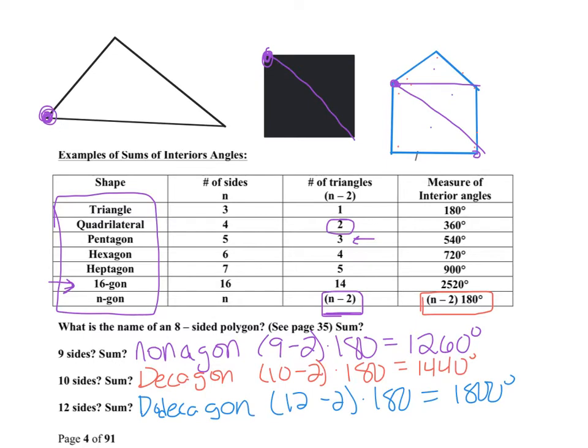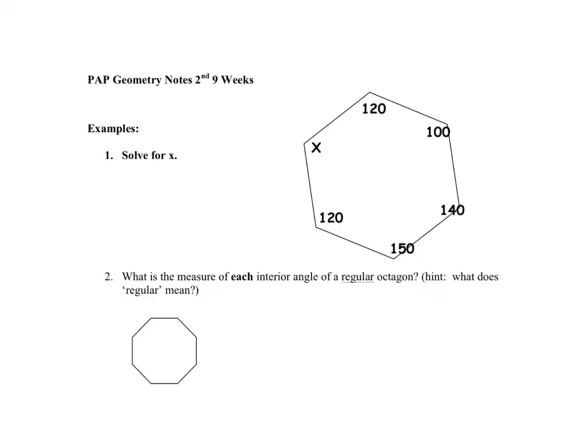Most of the time we're going to find the sum in order to solve for a variable in a picture, like on the next problem. Here I have a figure and it says to solve for x. The first thing I need to do is find what the sum would be for this figure. So I count the sides: 1, 2, 3, 4, 5, 6 sides. So I start by finding the sum. 6 sides minus 2 times 180 will give me the sum for the figure, 720 degrees.